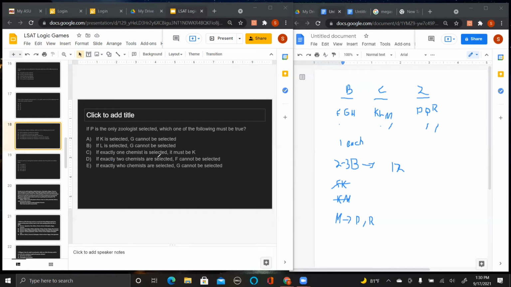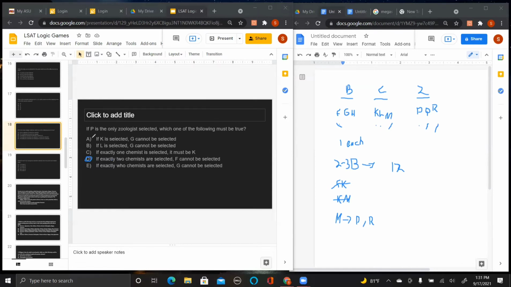If exactly 2 chemists are selected, F cannot be selected. All right, if 2 chemists are selected, that means both K and L are selected, right? Because we can't have M. And if K and L are both selected, yeah, F cannot be selected because F cannot go with K. So we already selected P, and if we select L and K because we select 2 chemists and we can't select M, that means we cannot select F. So yes, if exactly 2 chemists are selected, K and L, F cannot be selected. That is true.